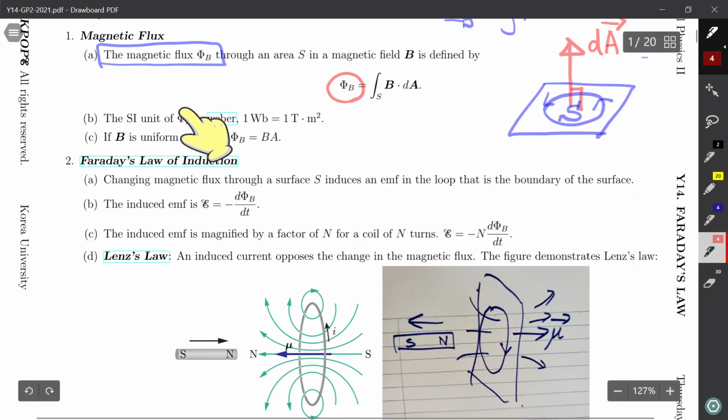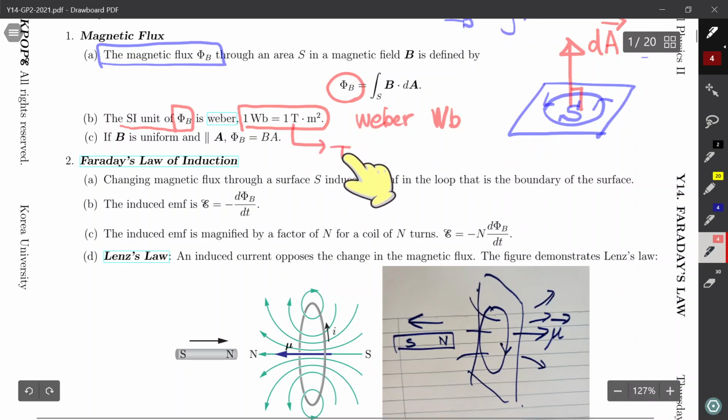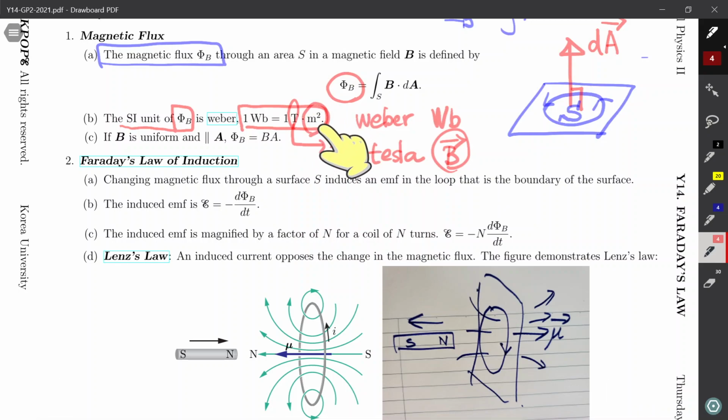Before we go ahead, we consider the SI unit of magnetic flux. Magnetic flux is the Weber, written Wb. And here, capital T is Tesla, which is the unit of the B field. The magnetic field multiplied by area. So the Weber is the SI unit of the magnetic flux.